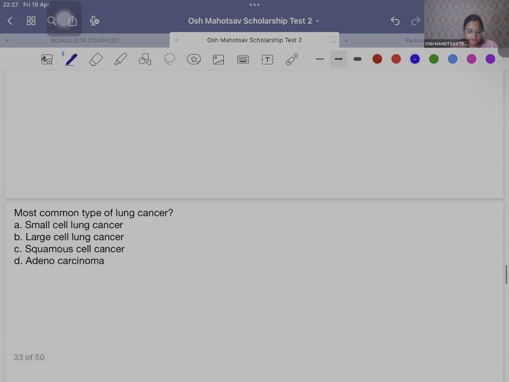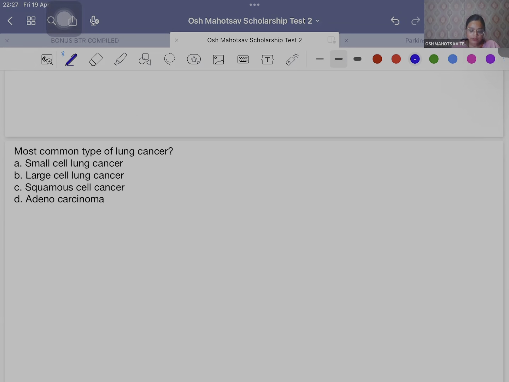Next is, all are true about aplastic anemia, except. The exception is we never find hepatosplenomegaly in aplastic anemia. Next is most common type of lung cancer. The most common type of lung cancer is always adenocarcinoma.